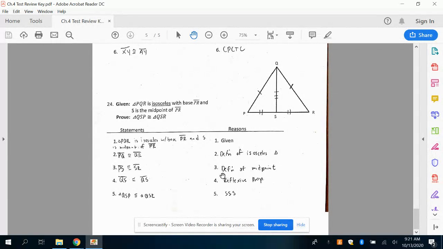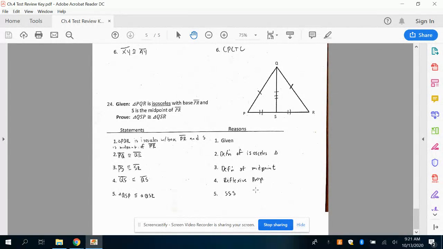Then I used the definition of midpoint. Well, if S is the midpoint here, then that means PS is congruent to SR, which I have right there. And then last but not least, you have another shared side. QS is congruent to QS by the reflexive property. So you have the triangles congruent by side, side, side.